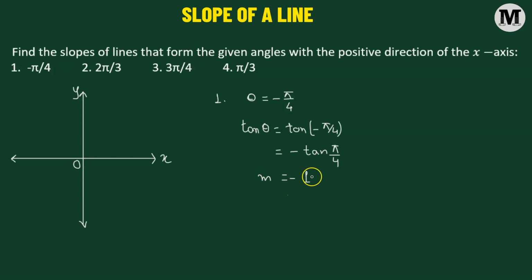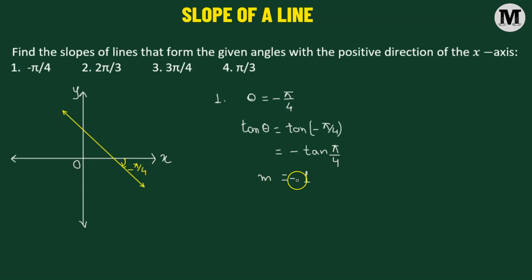And we know that when the slope is negative 1, it's going to make an angle which is obtuse in nature. Let's check that out in our coordinate axis. So here we have a line, and this is making an angle of, it's given here, negative pi over 4. Negative pi over 4 means the angle is going in the clockwise fashion. Whenever our angle is measured in the clockwise fashion, it's considered to be negative, and it's making an angle of pi over 4 with the positive direction of x-axis.